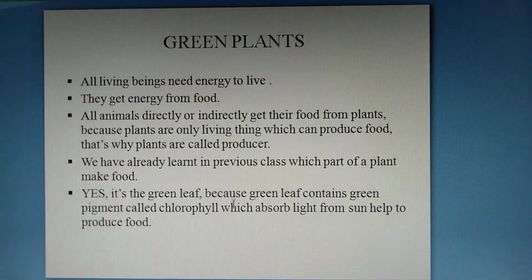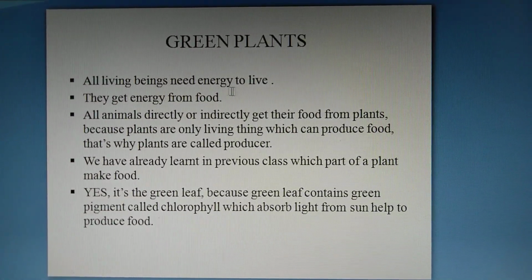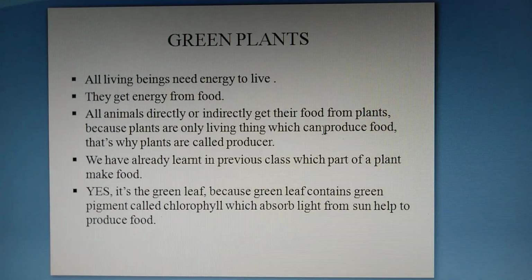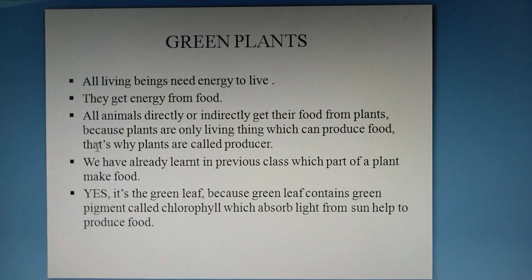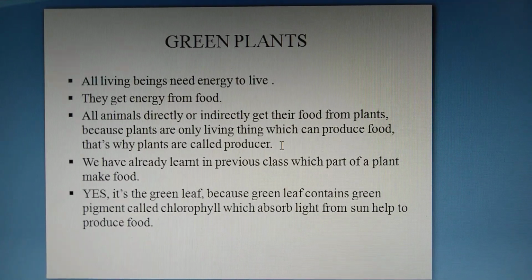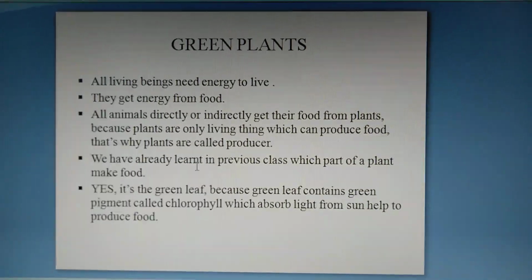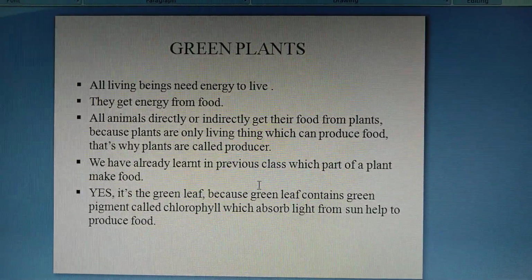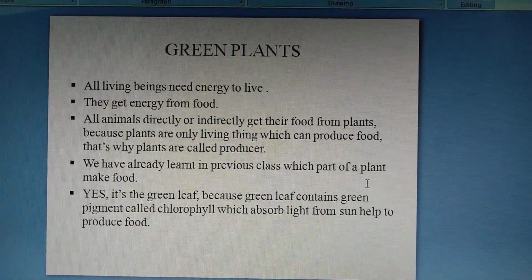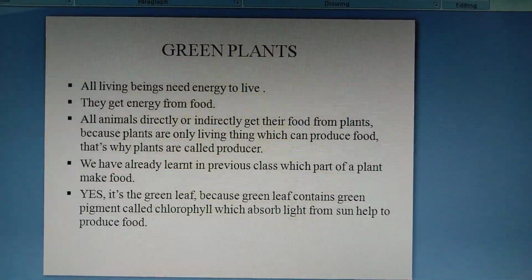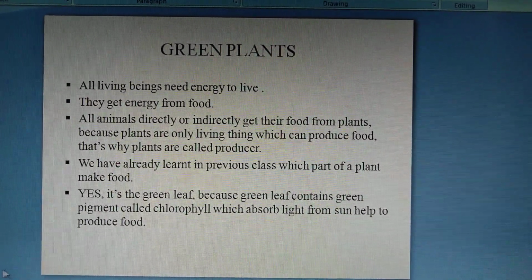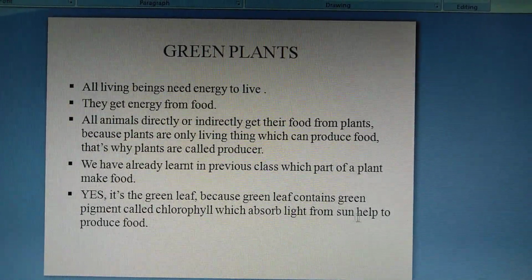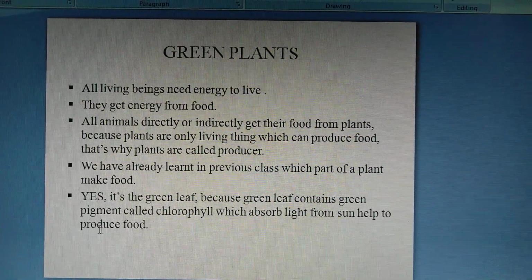Green plants. All living beings need energy to live. They get energy from food. All animals directly or indirectly get their food from plants because plants are the only living things which can produce food. That's why plants are called producers. We have already learned in the previous class which part of a plant makes food. Yes, it's the green leaf, because the green leaf contains a green pigment called chlorophyll, which absorbs light from the sun to help produce food.